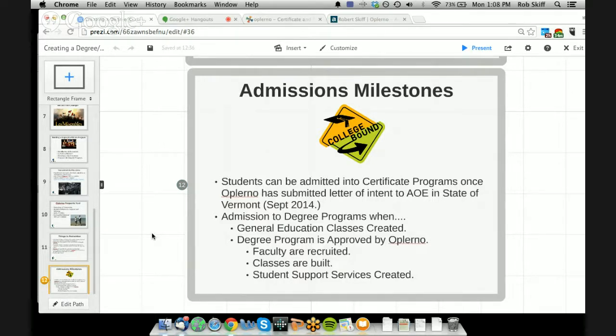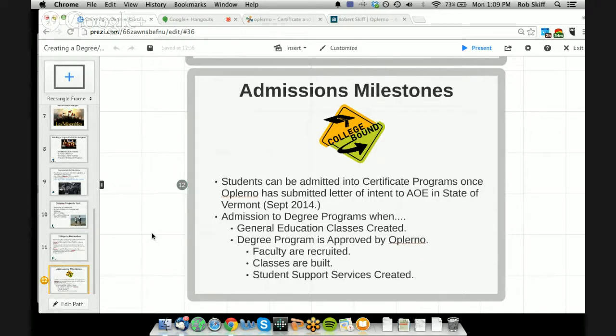So that could happen if we receive 5 good certificate and degree granting proposals, then we'll submit the letter of intent. We could do that as early as September of 2014. Now, the letter of intent is just that. Hey, we're going to be offering degrees and certificates. We want to start the process of working with the Agency of Education, the Board of Education in Vermont for that authority.